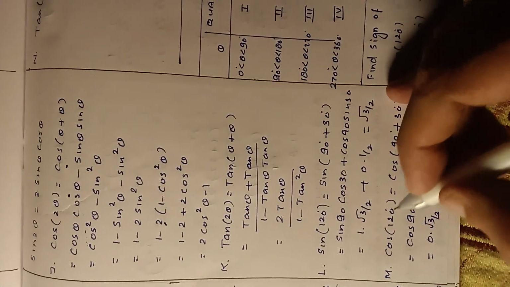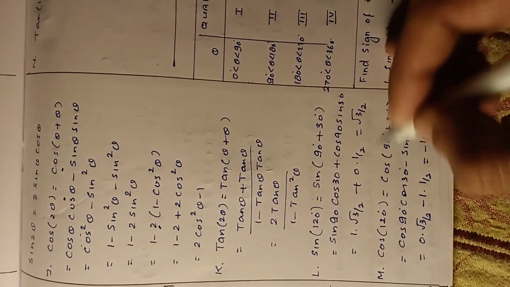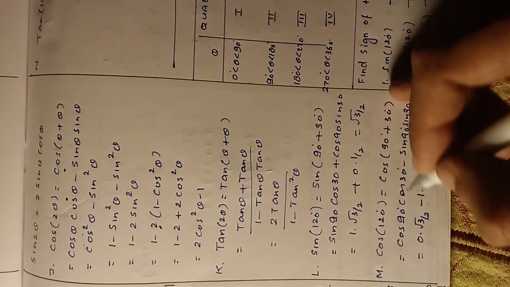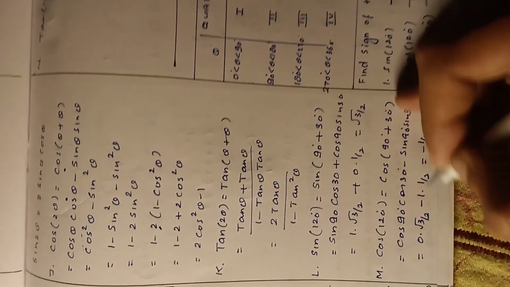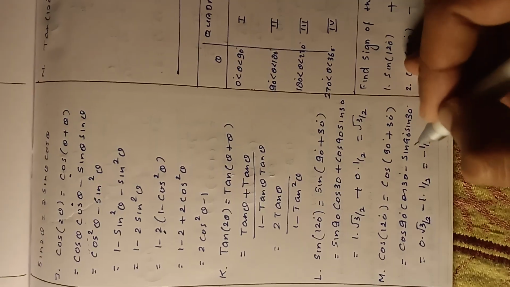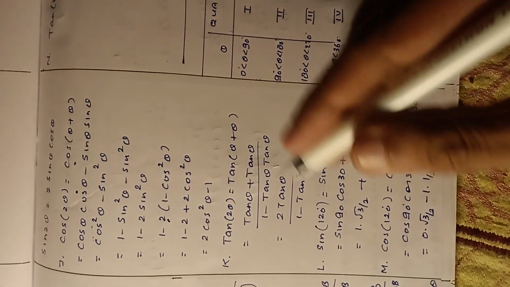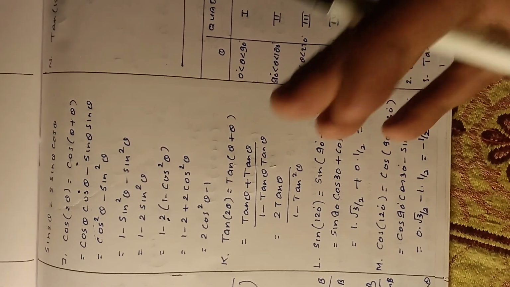Then is cos 120. So cos 120 is cos of 90 plus 30. Again, applying the AB rule, we can say that cos A cos B minus sin A sin B. Cos 90 is 0, minus this is 1 by 2. So we have minus 1 by 2. This is how we can apply the AB formulas that we learned.